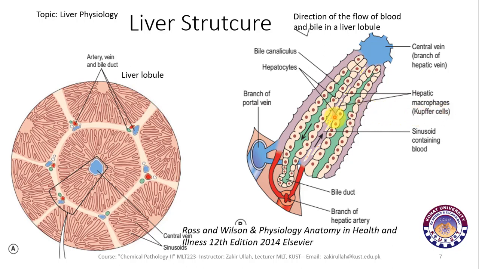cells. In between these two plates, the hepatic plates, the blood is present, and blood flows in this direction, whereas the bile flows in this direction, just as given in the picture. So, this is the liver lobule, and this is the structure of the liver plates, hepatic plates, and the bile canaliculus along with the sinusoids.